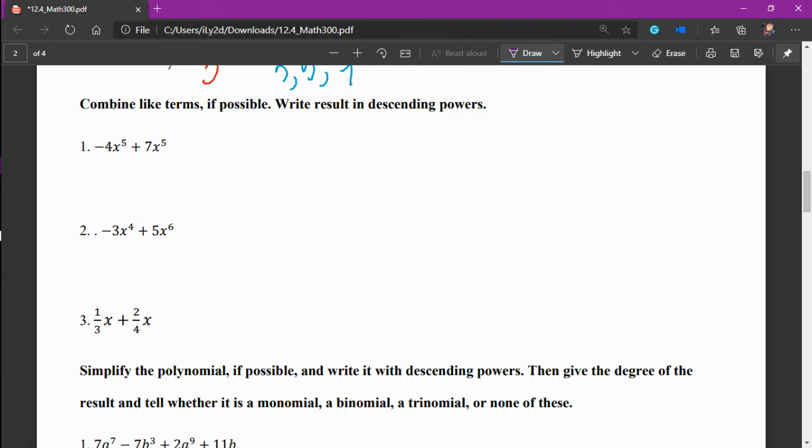I have a favorite color and it's purple. So if I look at negative 4x to the 5th plus, or a positive 7x to the 5th, yes, same variable, same exponent, I can combine these terms. I have a negative 4 and a positive 7. Signs are different, so you subtract, keep the sign of the larger, keep, and keep. That would be the answer to that problem.